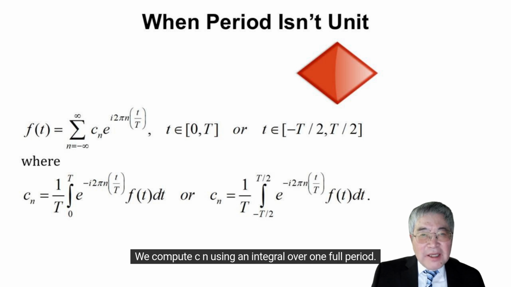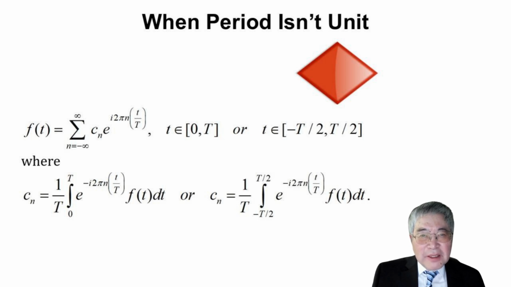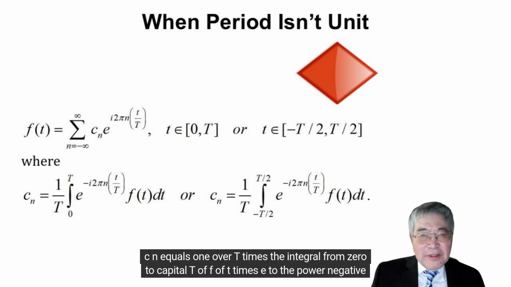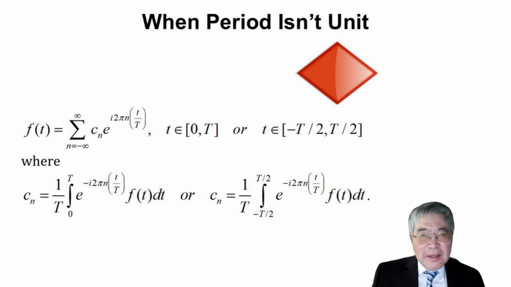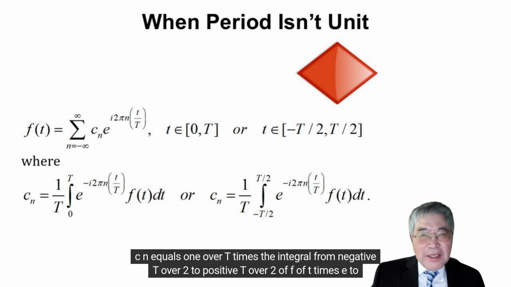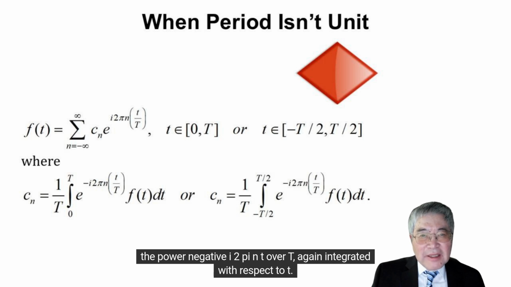We compute Cn using an integral over one full period, and we have two equivalent options for that. First option, Cn equals 1 over T times the integral from 0 to capital T of f of t times e to the power negative j2 pi nt over T integrated with respect to t. Or second option, Cn equals 1 over T times the integral from negative T over 2 to positive T over 2 of f of t times e to the power negative j2 pi nt over T, again integrated with respect to t.